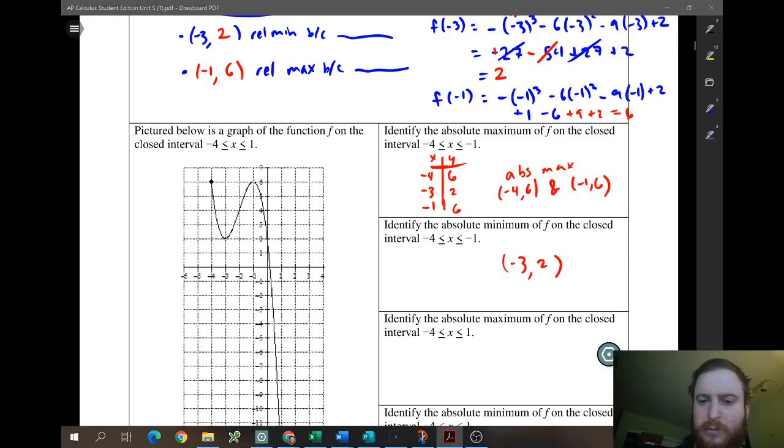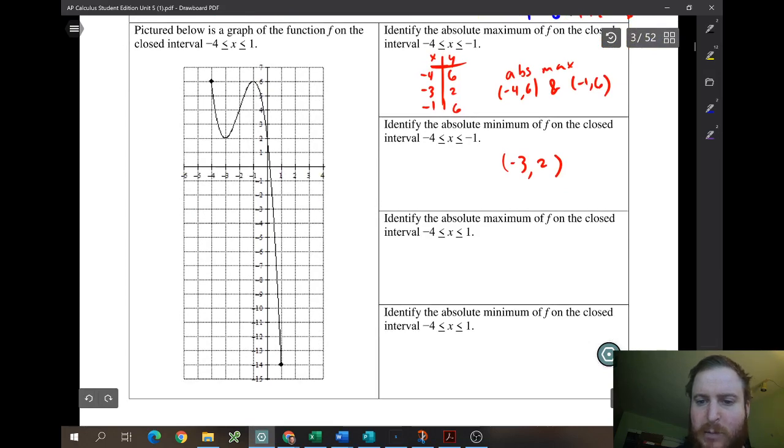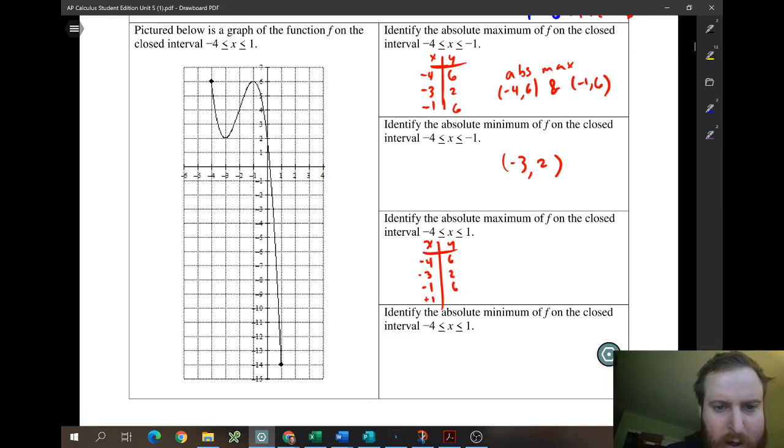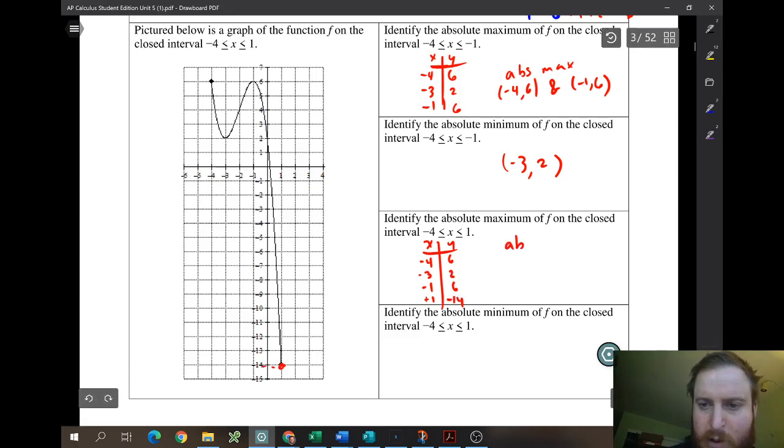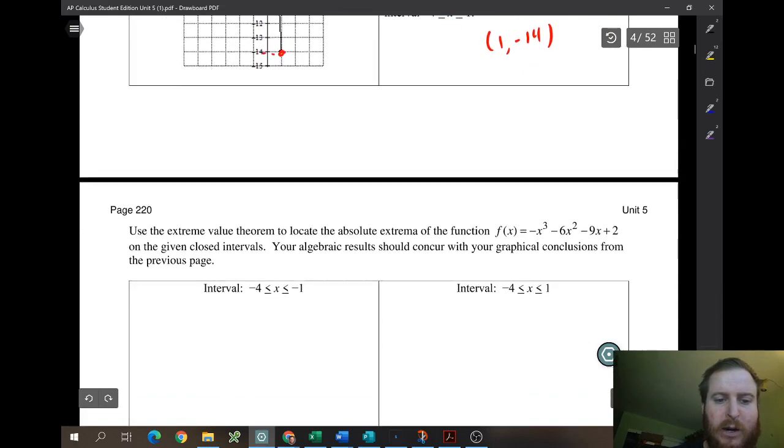So then identify the absolute maximum on the closed interval from -4 to +1. So be careful, that's +1. Okay, so x and y. So now we're going to have -4 and +1. And then we also have our critical points. So -4 we already saw was 6, -3 is at 2, -1 is at 6. And then at 1, we're way down here at -14. That's our y value at 1. So our absolute maximums are the same. They're still -4 comma 6 and -1 comma 6. But now our absolute minimum is at 1 comma -14. And so that's how we do that.